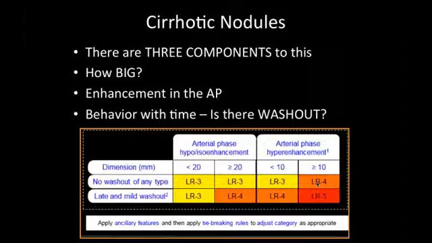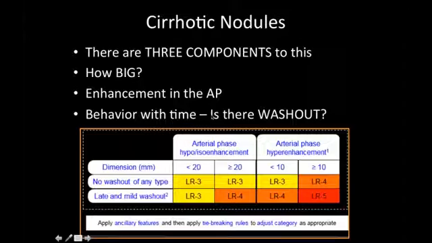And so here we have on this y-axis, no washout of any type, and late and mild washout. And so of course we start out here with larger lesions and variations in both the arterial enhancement and the washout with our LR3, our indeterminate category, and then we move through our more suspicious category, LR4, and ultimately to our classic appearance of LR5 with the absolutely high specificity for HCC. So let's look at some of these categories.